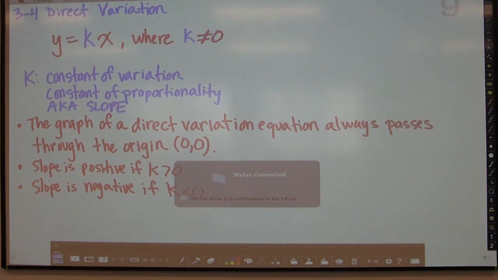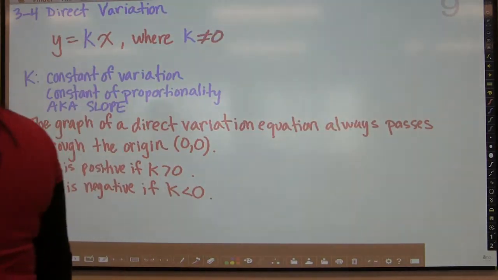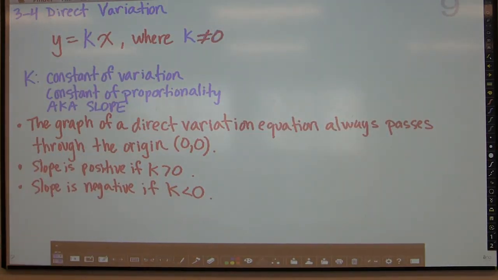Hi there, this is Algebra 1, Chapter 3, Section 4, Direct Variation. Before we get started with the examples, I want to give you some characteristics of what a direct variation is. It's important for you to realize that a direct variation equation is linear. It should look like a line, which we've been doing a lot in this chapter.